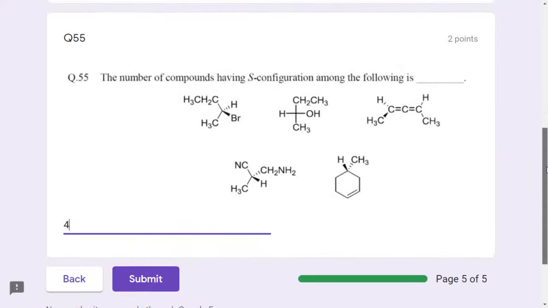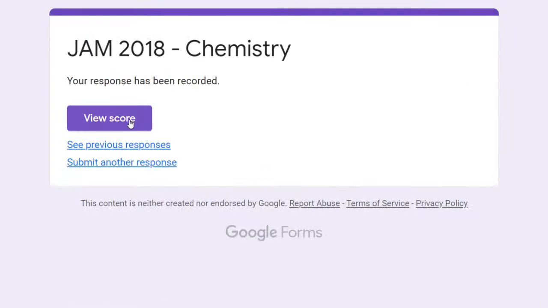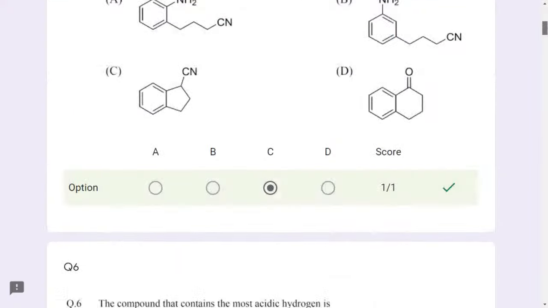Yes, students, we have completed all organic chemistry based questions. Let us submit. You can view the score also. Organic chemistry questions carry 34 marks in JAM. Congratulations, students, you got all questions right. Answers are correct. What are the answers?